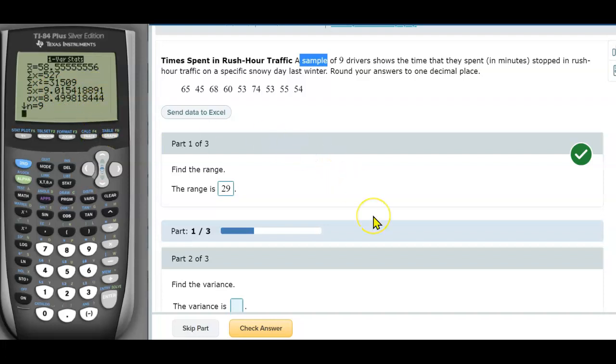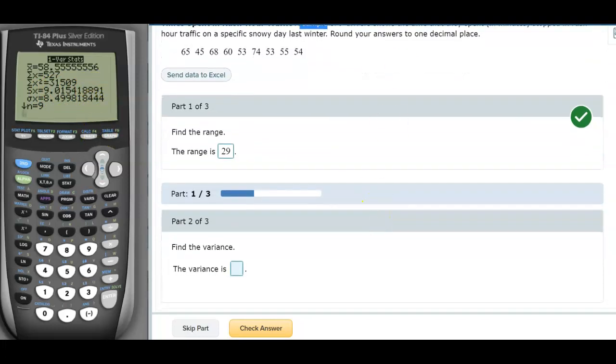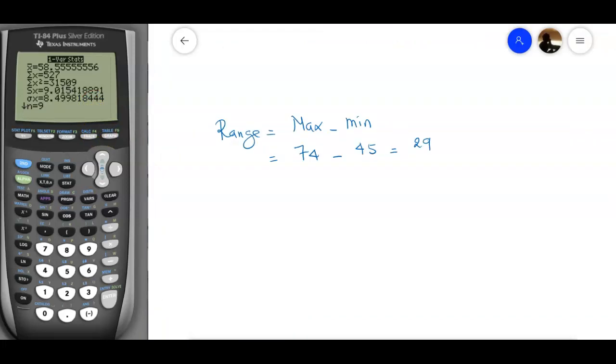Okay, so now what we know about the variance, the sample variance, is that it's going to be the Sx squared. So whatever the Sx there is, it's going to be 9.0154. Well, I keep all the digits and then I'm going to round later on, right? So I'm using the calculator anyway. All right, so let's see how we can do this.